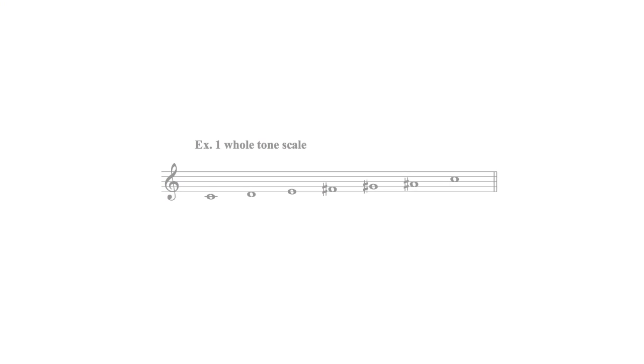A mode can be made up of equal intervals or unequal intervals. Equal intervals, where all the steps are the same, like for example the chromatic scale, are rather boring because everything's the same. Here's the whole tone scale. Example 1.